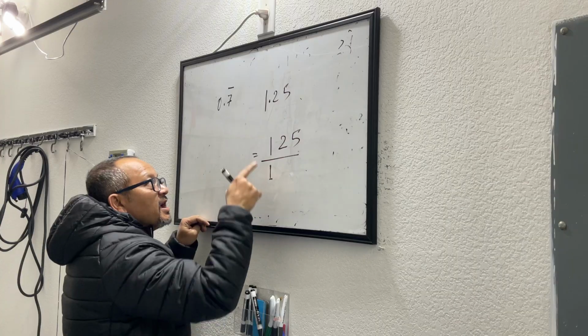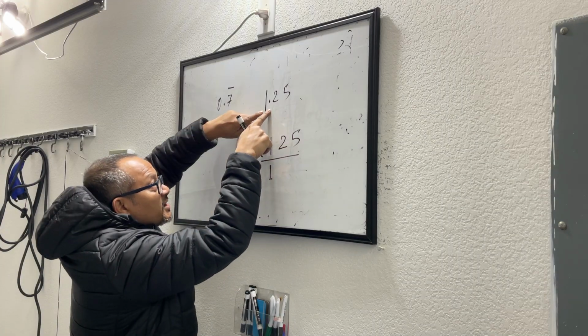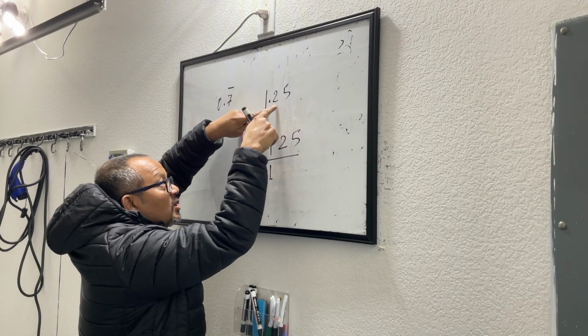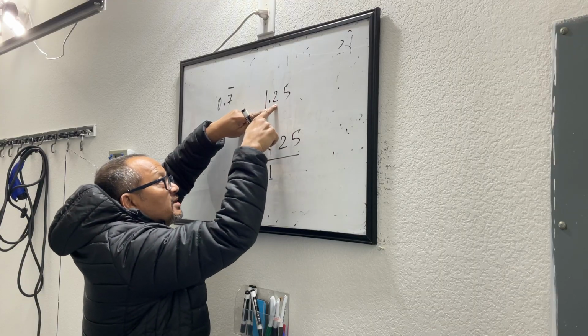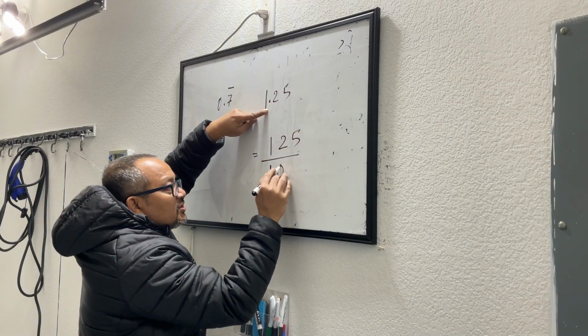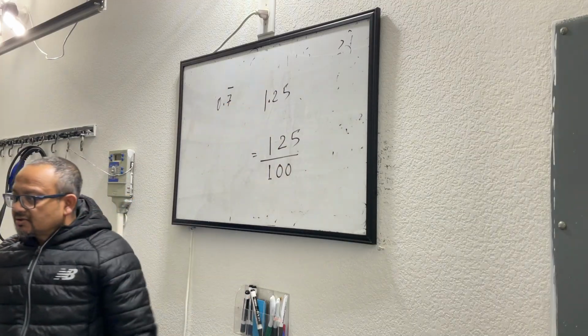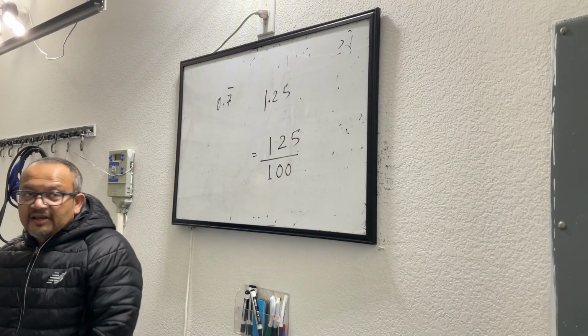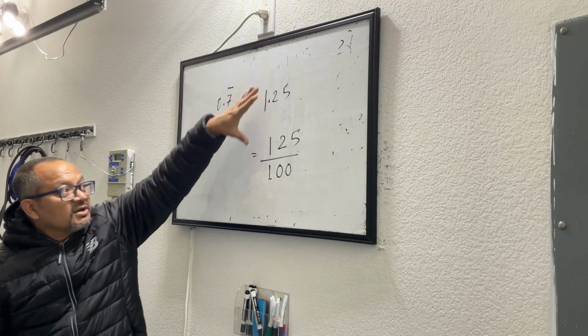1 for the decimal. And then after the decimal, on the right hand side, I will count the number of digits. 1 digit, 2 digits. 2 digits, 2 zeros. Done. This is how we convert any decimal to a fraction.